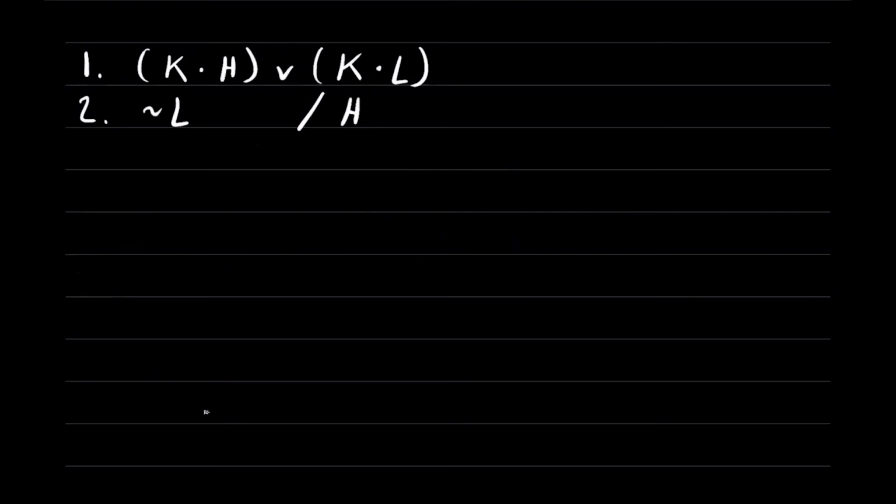Okay, next proof. We're given two premises, K and H or K and L. We know L is false, and we're trying to get H.